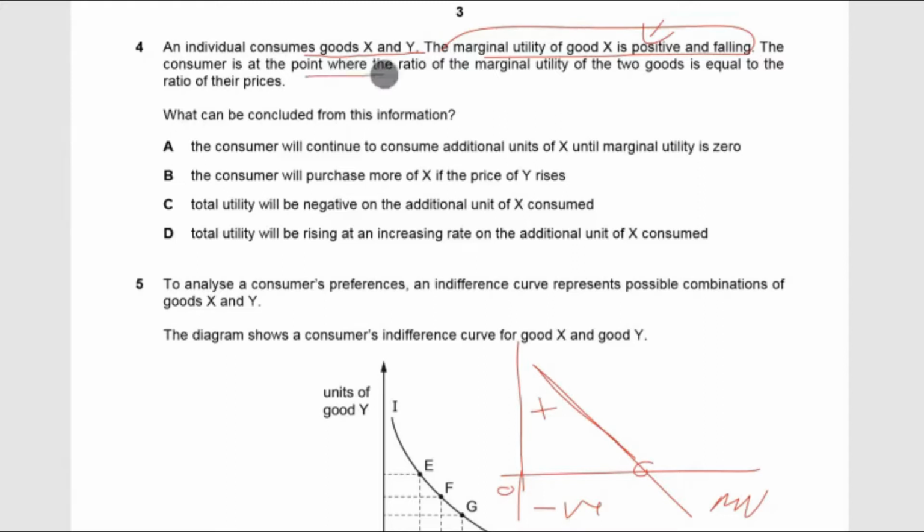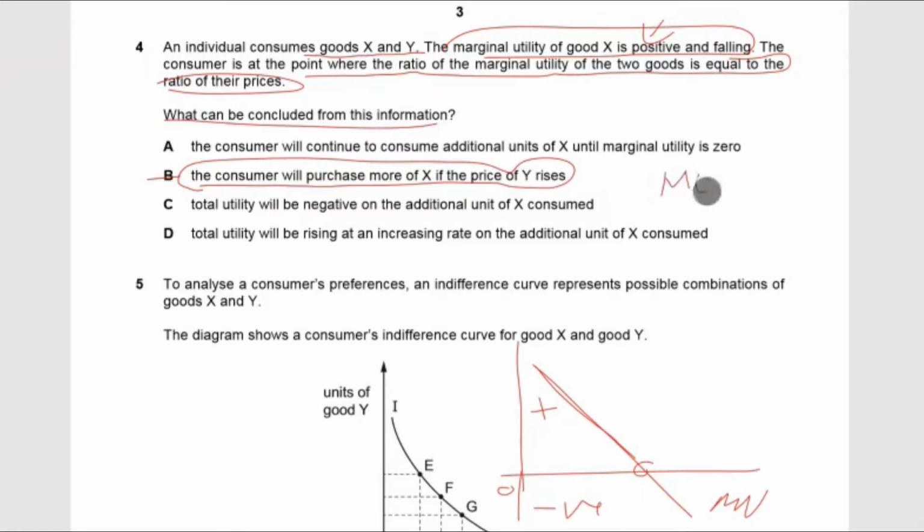The consumer is at the point where the ratio of marginal utility of the two goods is equal to the ratio of prices, right? Already you are at the best position. What can be deduced from this? So the correct answer is B. The consumer will purchase more of X if the price of Y increases. Because when Y is expensive, it will distort the utility equilibrium position. And now, to move again to the equilibrium position, what will the consumer do? The consumer will purchase more quantity of good X because X is relatively cheaper than Y. And we have the equation: marginal utility of X over price of X must be equal to marginal utility of Y over price of Y to satisfy this condition.